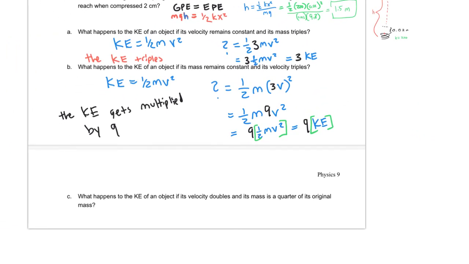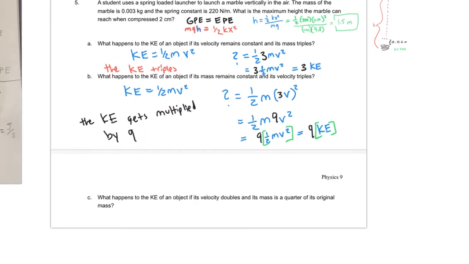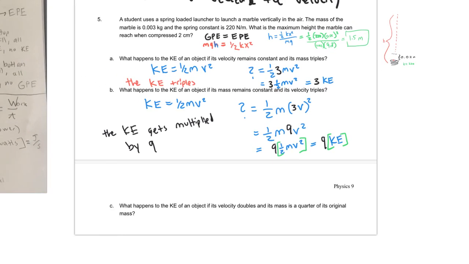What happens to kinetic energy of an object if the velocity doubles and its mass is a quarter of its original mass? All right, now they're just getting crazy. What's going on over here? Once again, let's write the original thing. Okay. And now we want to know, what's going on when the velocity doubles? So I'm going to write that over here. 2v.